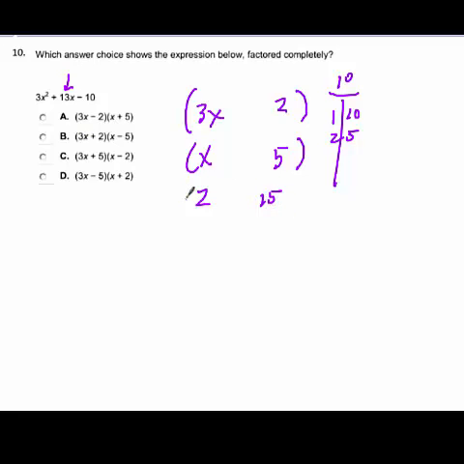And in order to make a positive 13, it would be 15 minus 2. And there's minus, that's plus. So 3x minus 2 and x plus 5. There's our answer choice A.